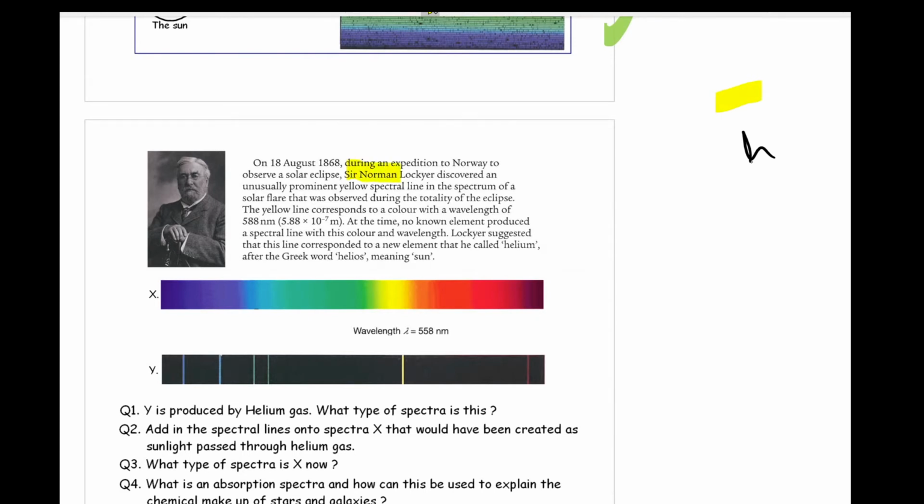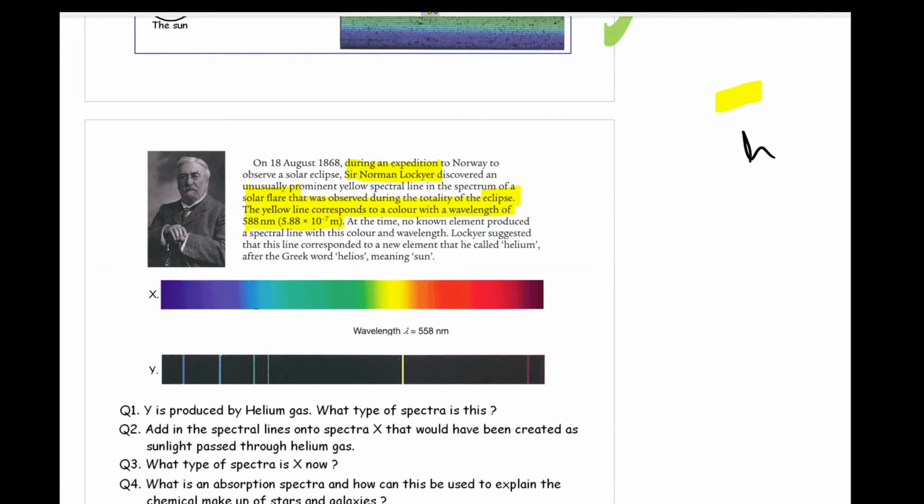Sir Norman Lockyer looked at a solar flare during an eclipse and found a yellow line that corresponds to this wavelength here, 588 nanometers, or 5.88 times 10 to the minus 7 meters.